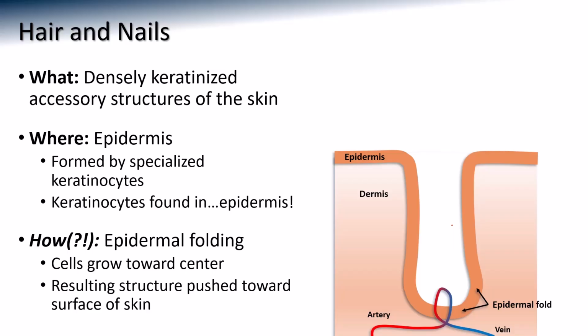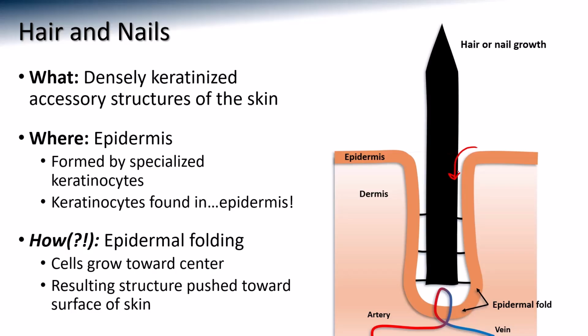Okay, so what happens here? We've got the epidermis, and it's going to kind of fold into a little pocket here, but it's going to continue to divide. And as it's continuing to divide, all of those cells are going to push toward the center, and that is going to result in the structure that's made being pushed out toward the surface of the skin. So here, this looks mostly like a hair, but it's also very similar to the way the nails are going to grow.